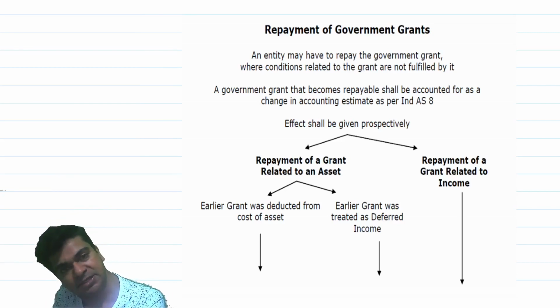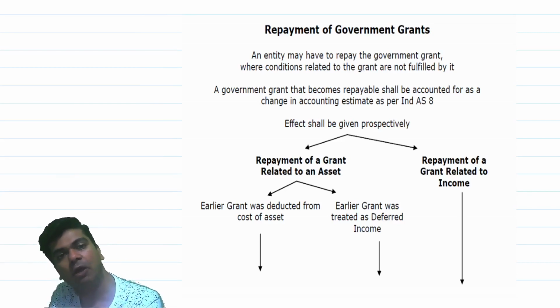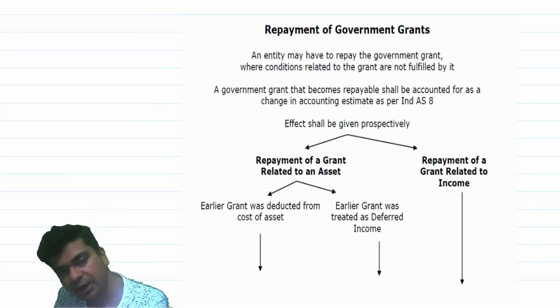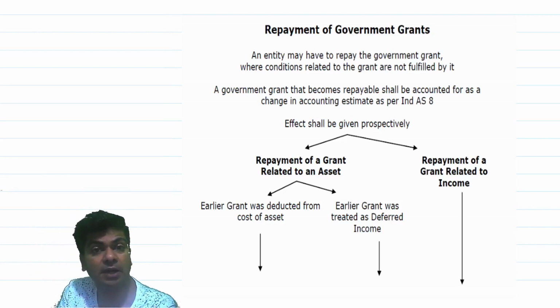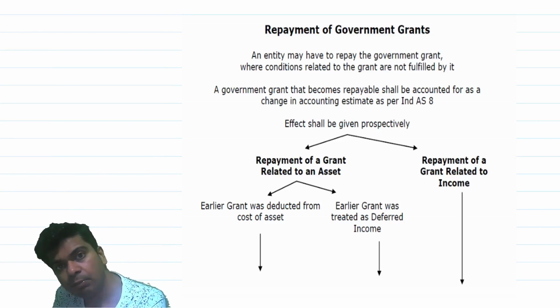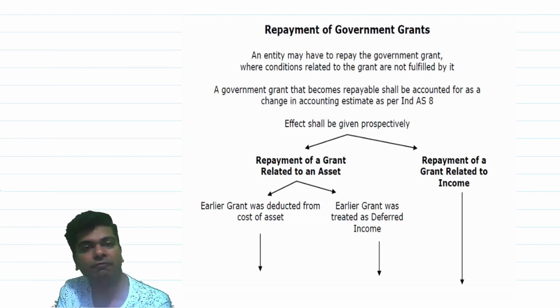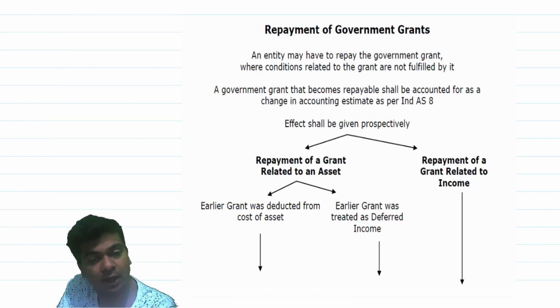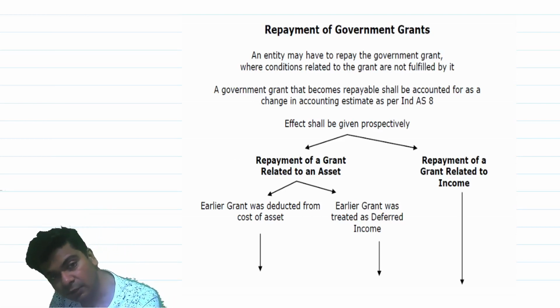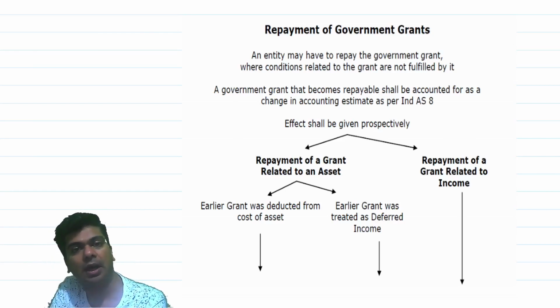Ind AS 8 says to consider the refund or repayment of the government grant as a change in accounting estimate. And if it is a change in accounting estimate, it means that the effect has to be given prospectively. Retrospective effect is not required. You have to just give a prospective effect for the same. What will be the accounting when the grant is to be refunded? Ask yourself, what was your original accounting?